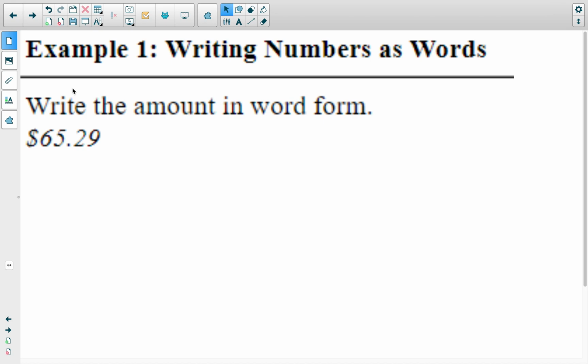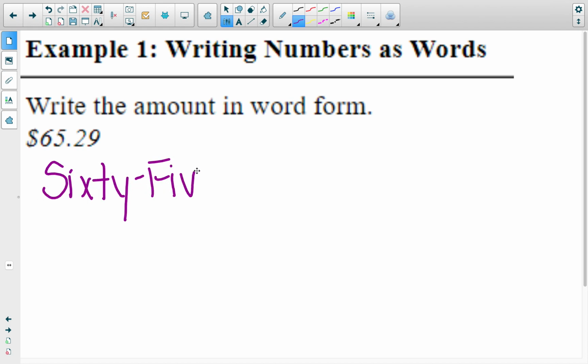Before we write checks, we have to get familiar with writing numbers as words. So write this amount in word form, $65.29. You're pretty much just going to write it the way that it sounds. But we can leave out the word dollars when we write checks. So 65, I'm going to leave out the word dollars, and that's my decimal point, 29 cents.